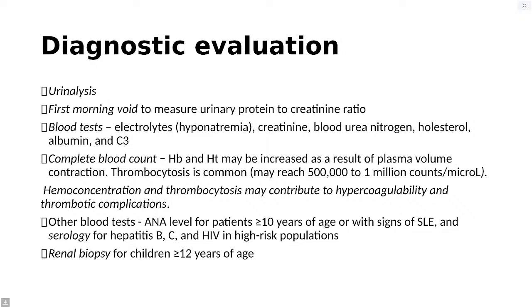What we do when we think about nephrotic syndrome. The first is urinalysis. The second is first morning void to measure urinary protein to creatinine ratio. The next is blood test: electrolytes, mainly hyponatremia, creatinine, blood urea nitrogen, cholesterol, albumin, and C3 fraction of complement. The next is complete blood count.